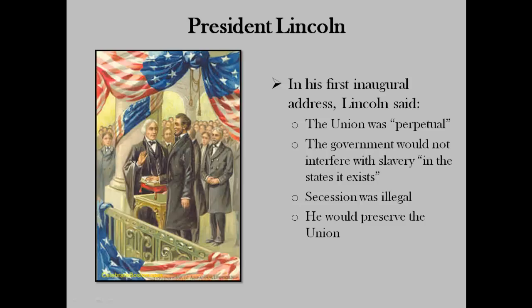Lincoln argued that secession was illegal, the Constitution did not give states the right to leave whenever they chose, and that he would do whatever it took to preserve the Union. It is very important to understand that at this point, Lincoln's motivation for going to war was to preserve the Union, and slavery doesn't enter into the equation yet.